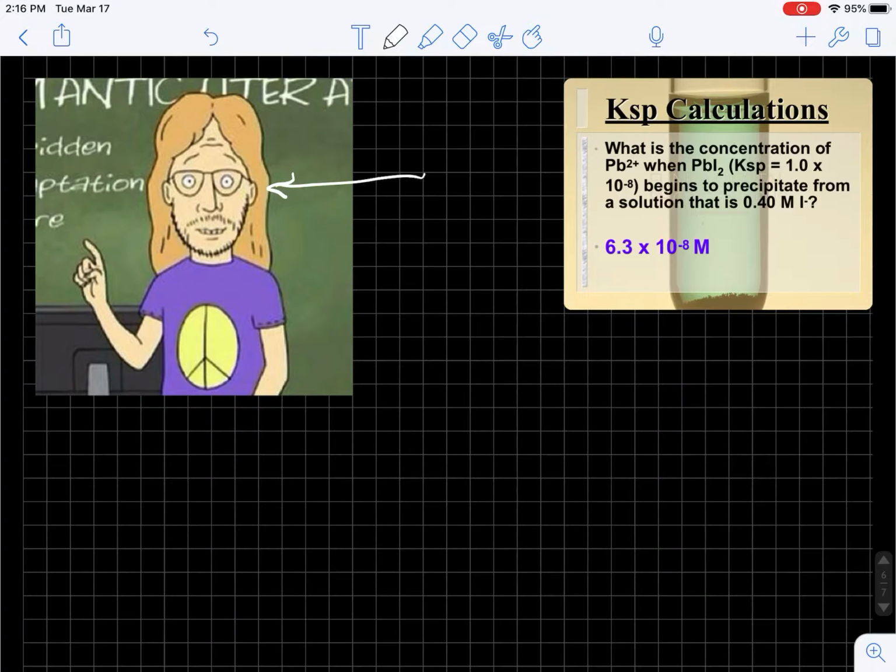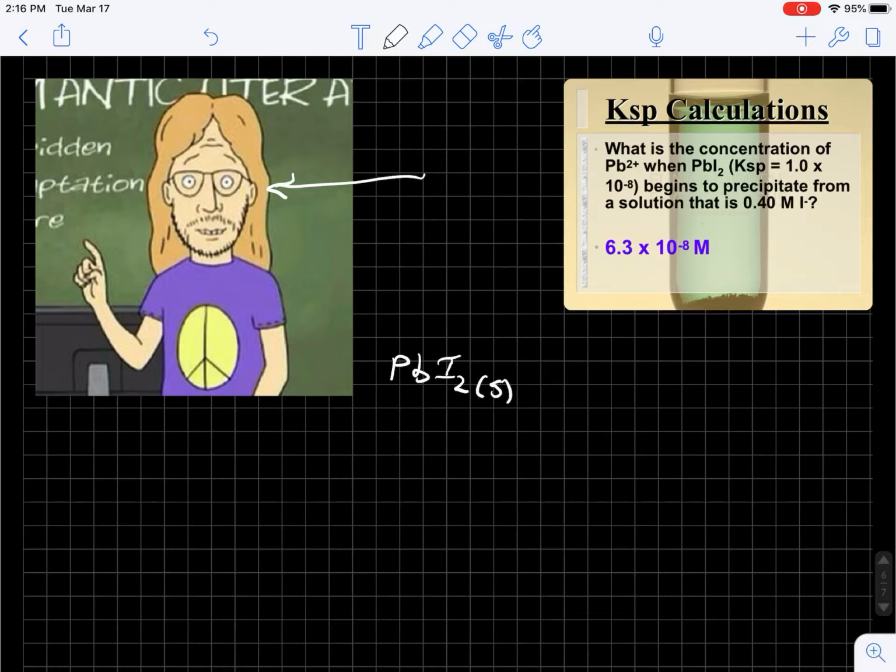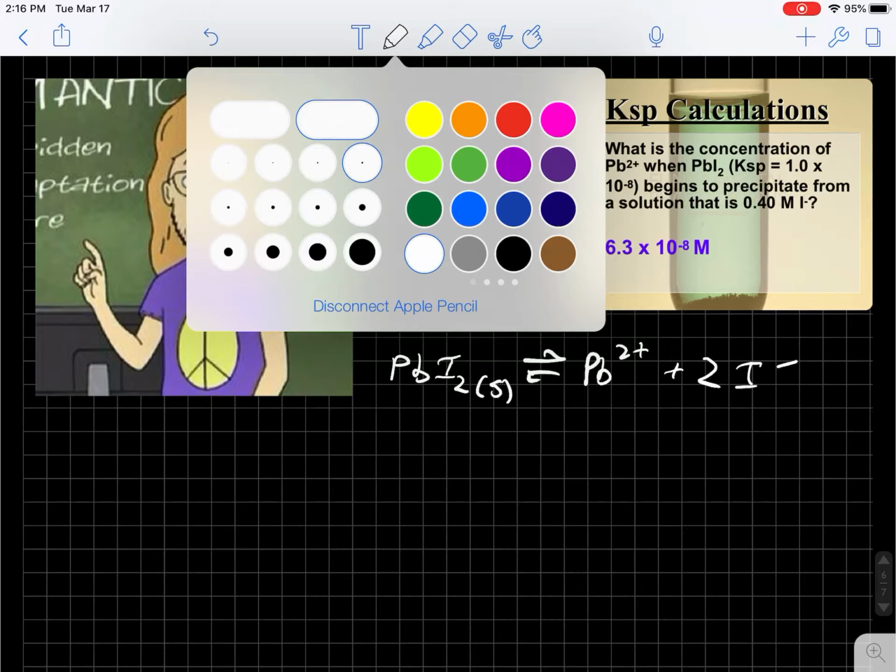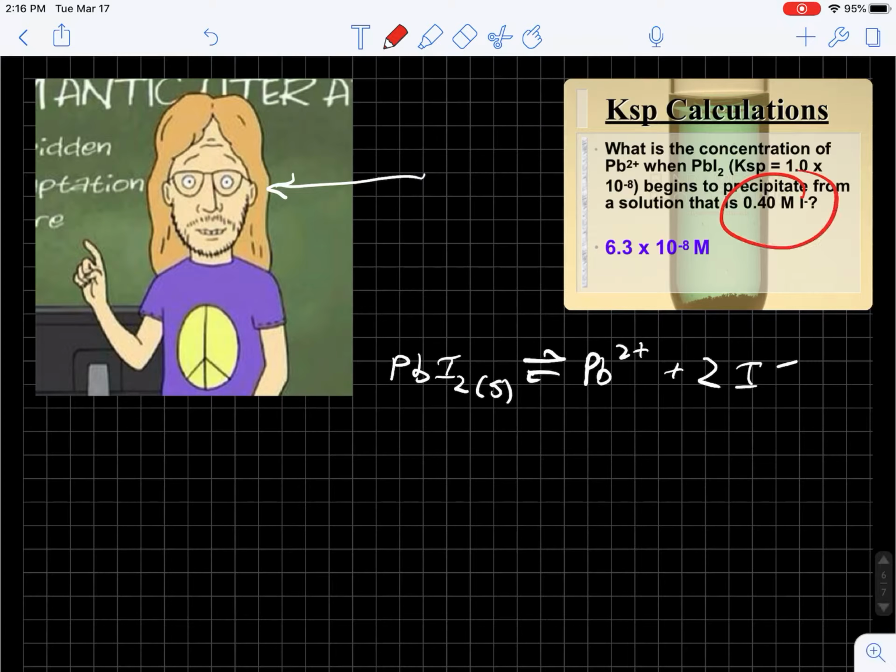All right, so what is the concentration of lead in Flint, Michigan? Oh, that's not funny. The equilibrium for this is lead iodide dissolving into the water supply and producing lead 2+ ions plus 2 times iodide. They're saying it begins to precipitate in a solution where they give the iodide concentration. So this is the common ion effect. We already know the iodide concentration, but we have to fit it into our system.